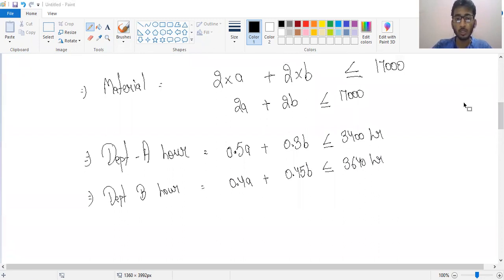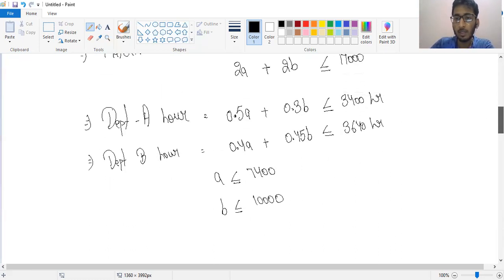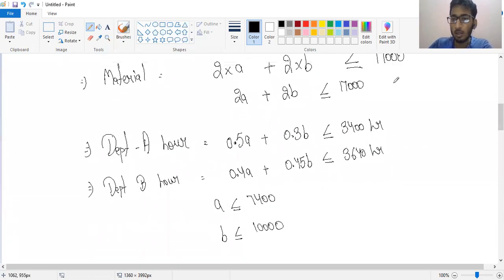There would be two more equations. Two more things are given to us: product A can be produced at a maximum of 7400, so A could be less than or equal to 7400, because the maximum sale potential of A is 7400. And the maximum sale potential of Y is 10,000. So these are the five linear equations which we have created: linear equations 1, 2, 3, 4, and 5.